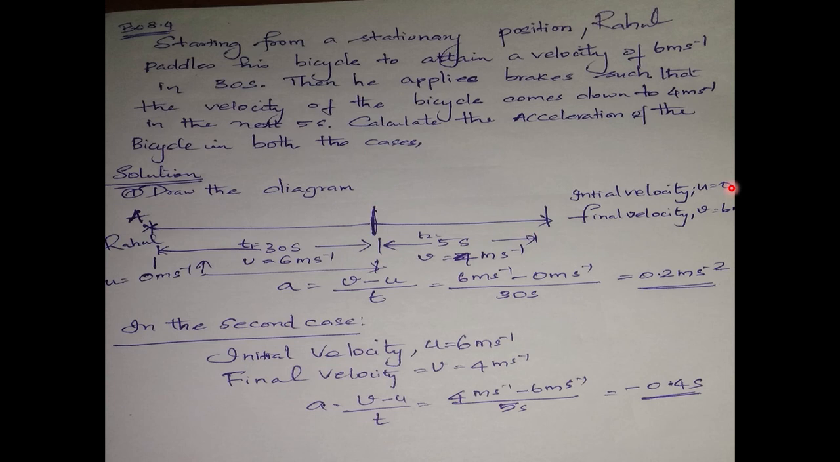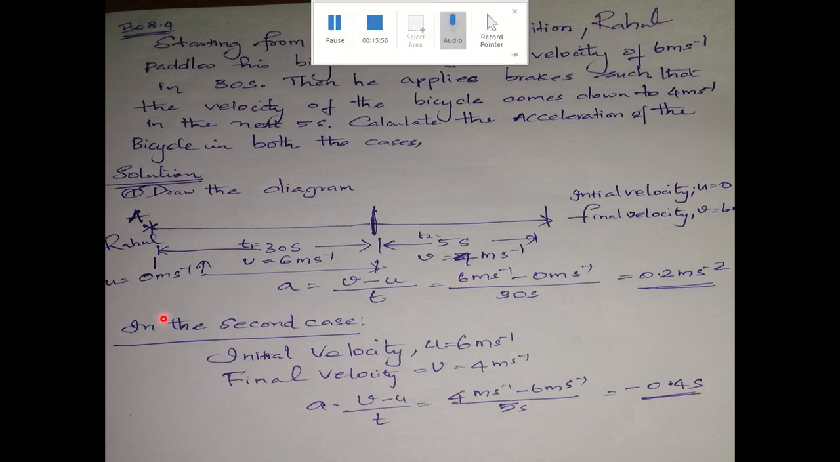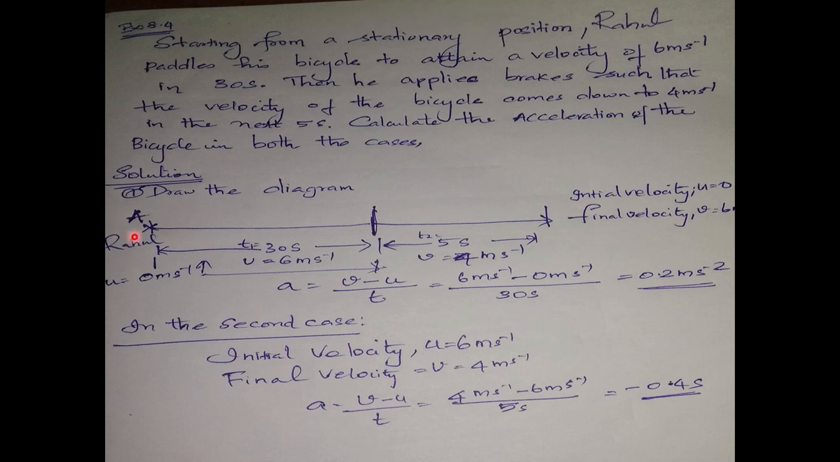Initial velocity u is equal to 0. Final velocity v is equal to 6 meters per second in the first case. So what is the acceleration of the bicycle in both cases? We have drawn the diagram. Rahul at point A moves to point B, and after that from there he applies the brake and comes to point C in 5 seconds. I have drawn the diagram, that's all.